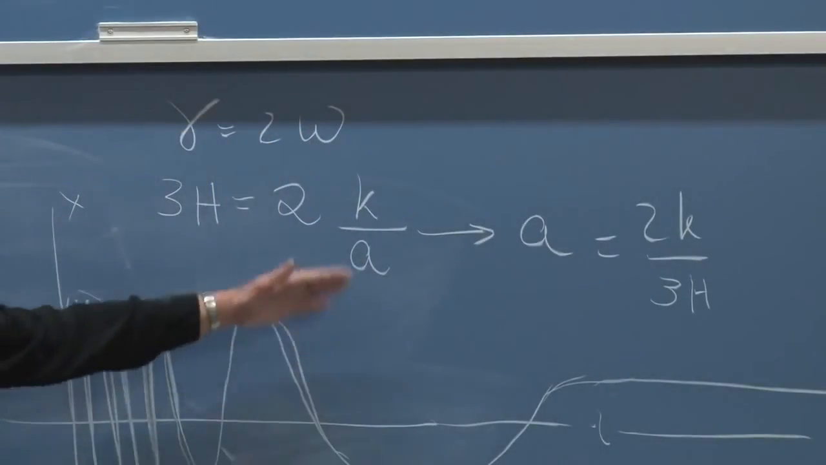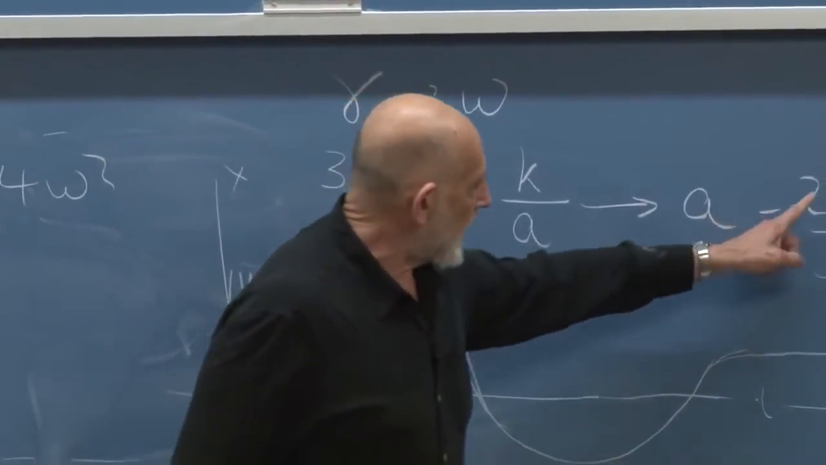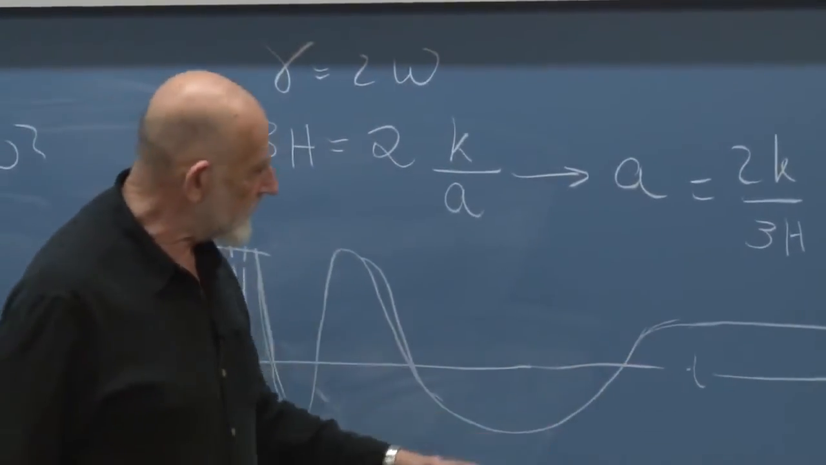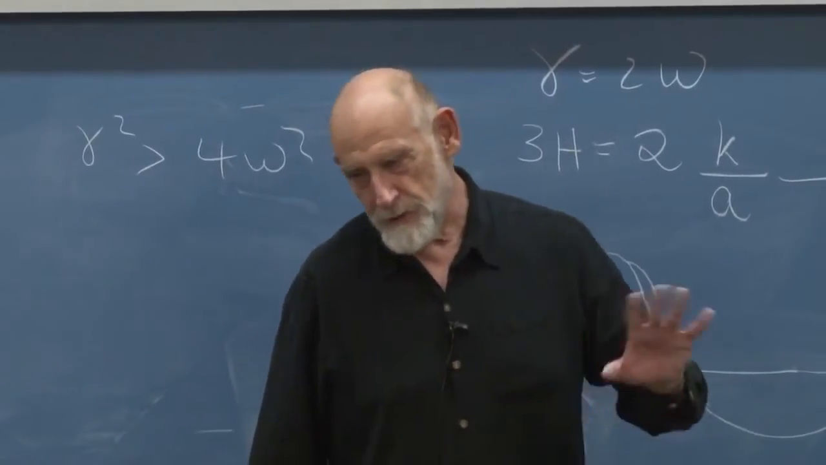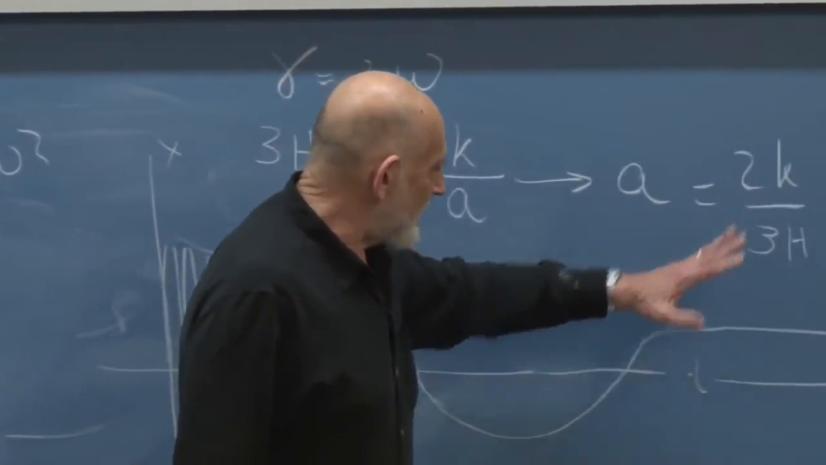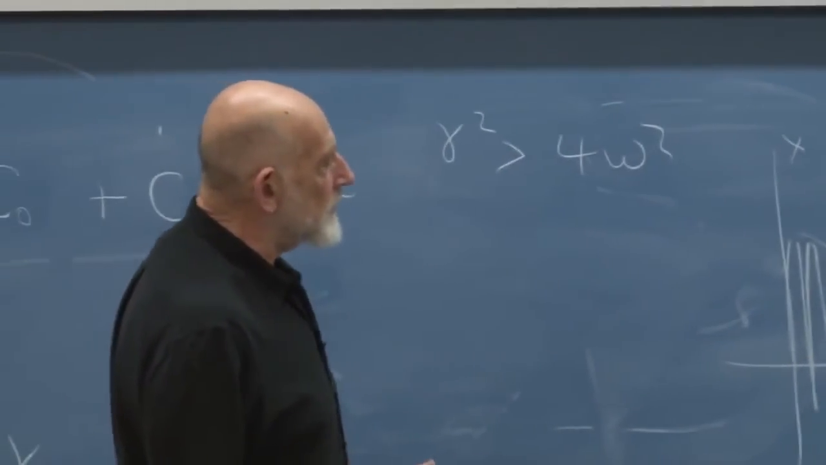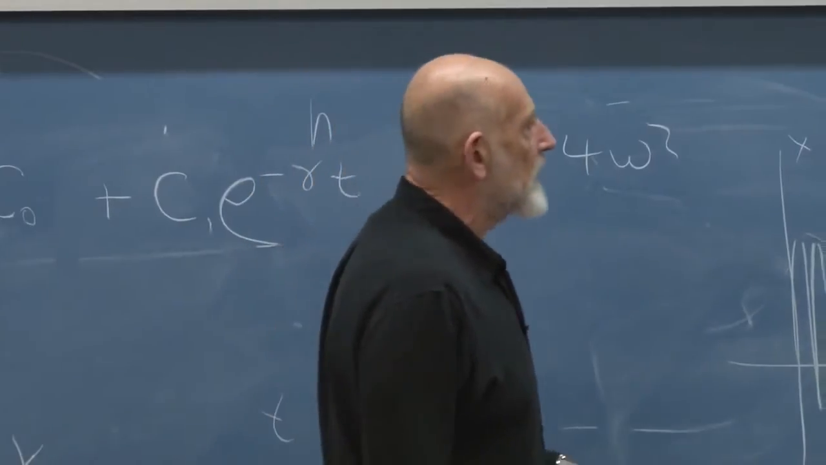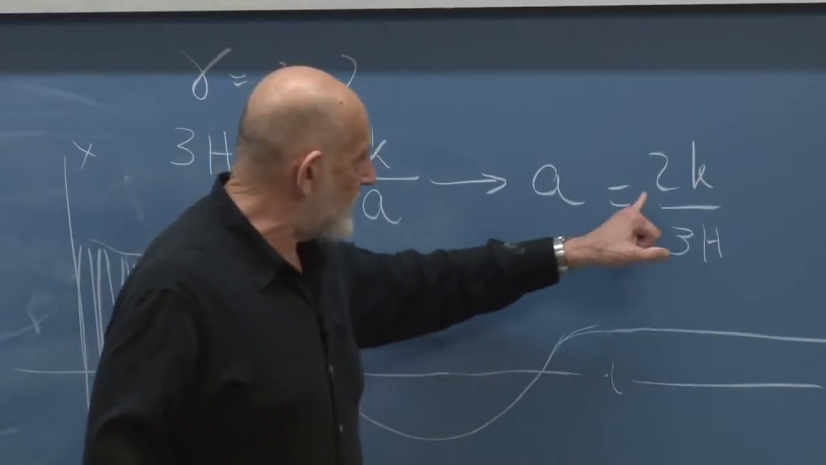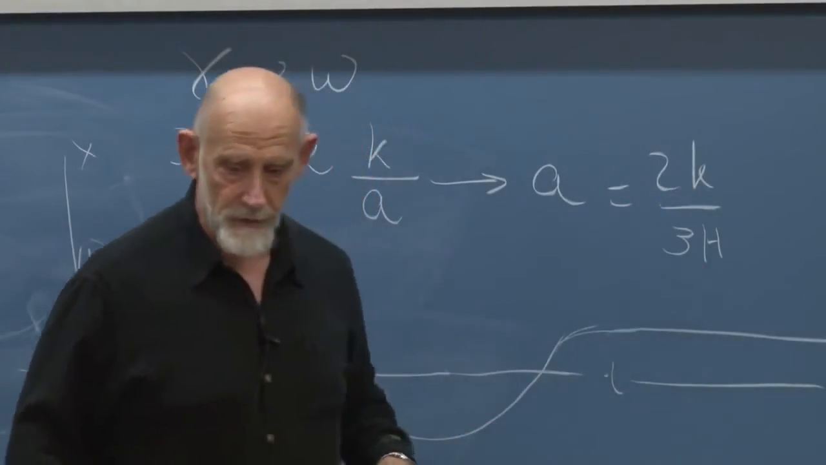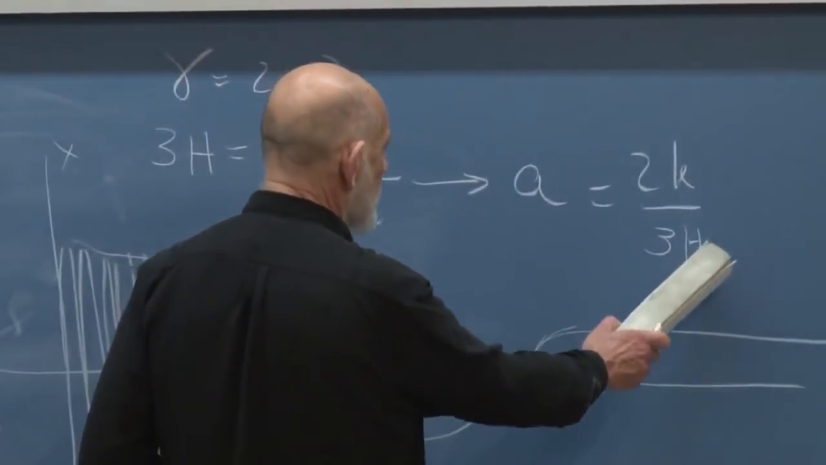I've divided by 3h, multiplied by a. Now notice that the freeze out is officially called exiting the horizon. Don't ask who's exiting, nobody's exiting. It's exiting the horizon, but it's just a set of words. The transition from underdamped to overdamped happens for a given k when the universe has expanded so that its scale factor is twice k over 3h. The 2 over 3 is not important. What's important is the k over h.